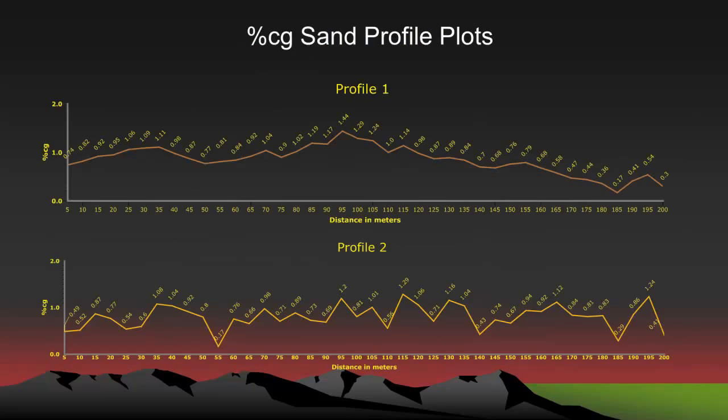For example, we plot a profile of each stream, and so on these 2 graphs you can see the percentage of coarse-grained sand is on the y-axis, and then here on the x-axis we have the distance in meters going along the transect from each stream. And then we've plotted the sample values of percent coarse-grained sand. And your eye tells you that this transect or profile seems to be smoother. It's not as erratic as this profile here.